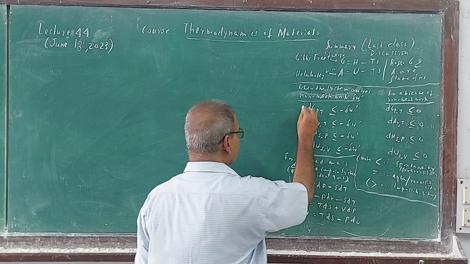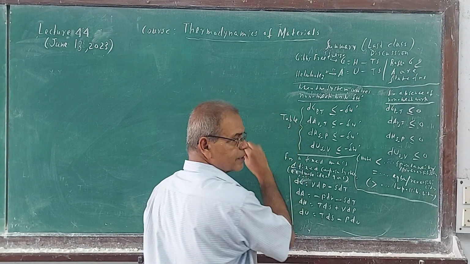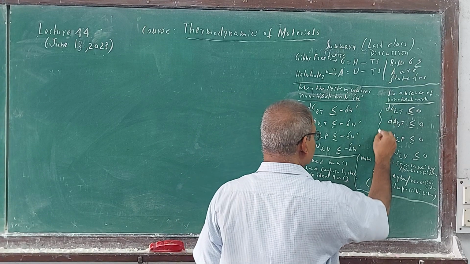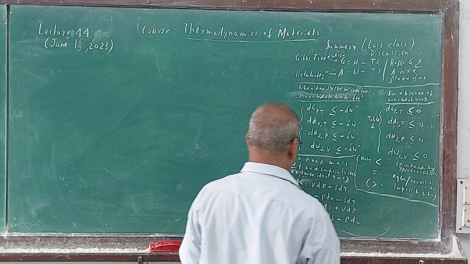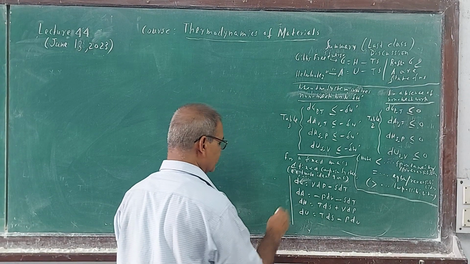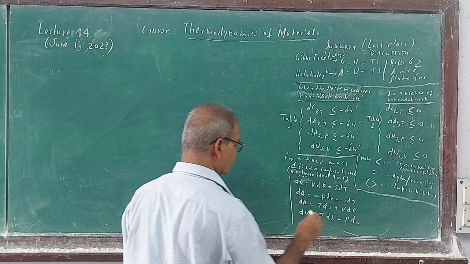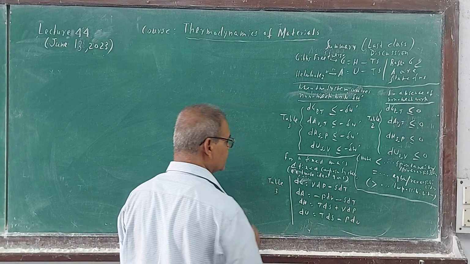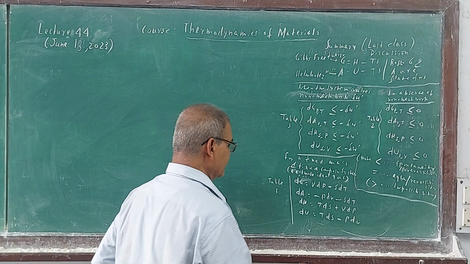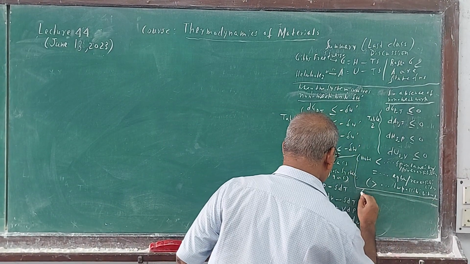Remember, note this. Call this table 1. Save this for the whole class. Table 2. This is table 3. These 3 tables I have given you. What does this give you? What does it indicate?